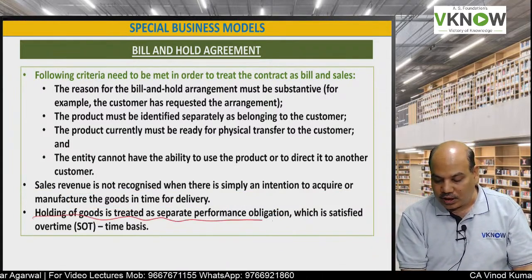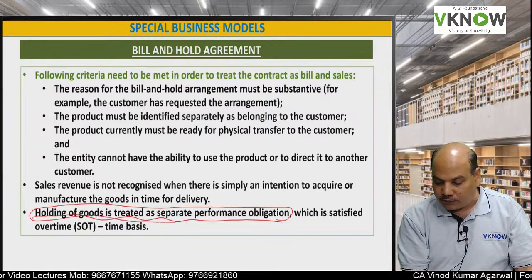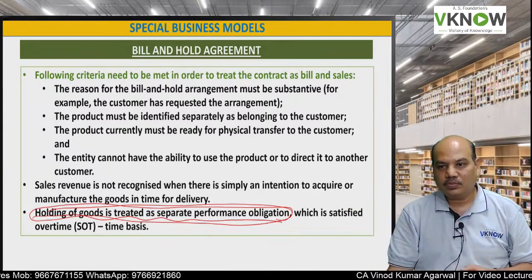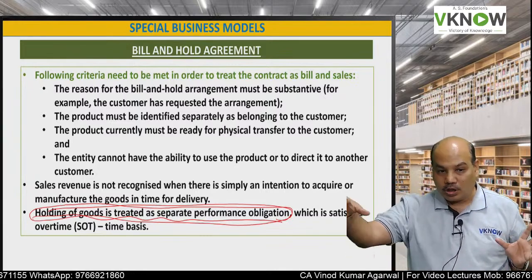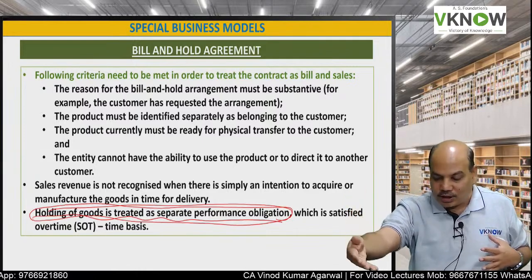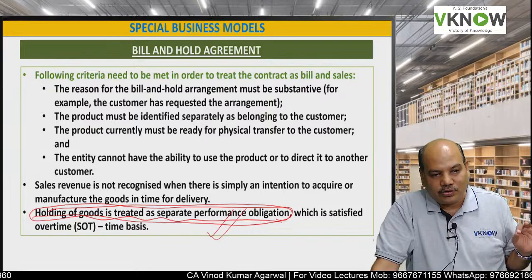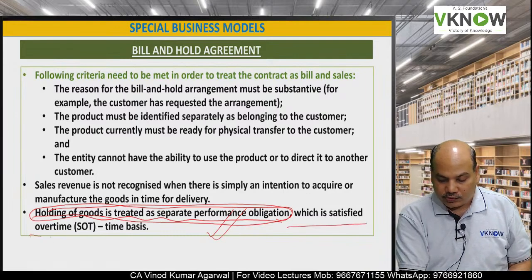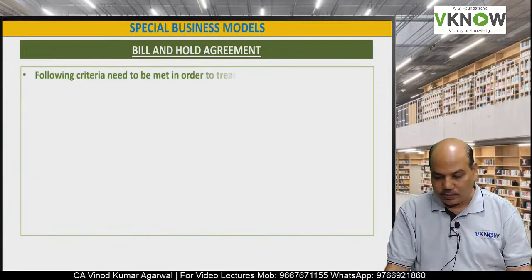Holding of goods is treated as a separate performance obligation. If you hold the goods on behalf of the customer, and he says, you keep these goods with you, I will come after 3 months and collect. Then you say, see boss, I will hold it on your behalf, but I am going to charge you some rent for this because I have sold it to you. You should take the delivery. Customer says, okay, I will take delivery after 3 months and you can charge me. That is treated as a separate performance obligation, which is satisfied over time. So that will be recognized as satisfied over time.